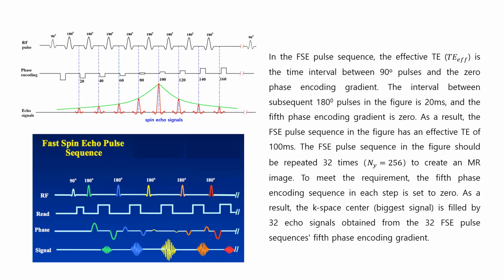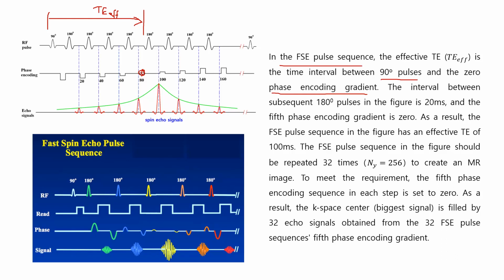In the FSE pulse sequence, the effective TE is the time interval between the 90-degree pulse and the zero phase encoding gradient. So this position, from here to here is the effective TE.